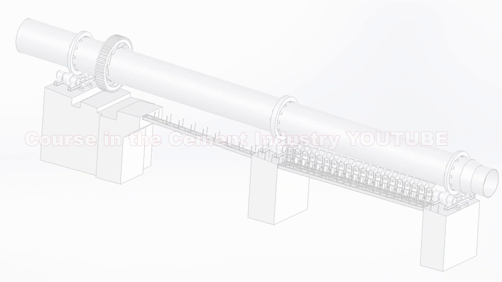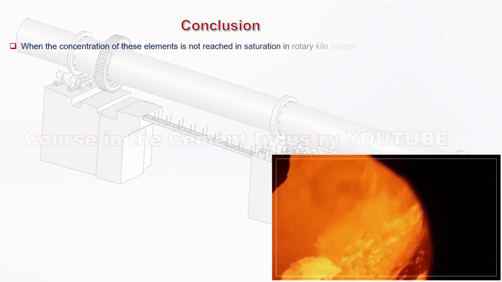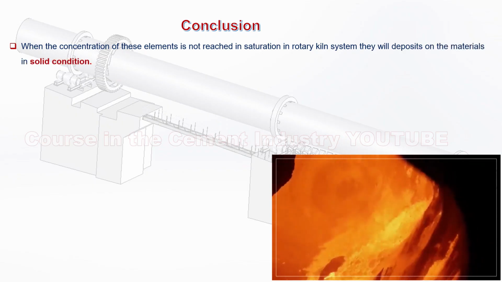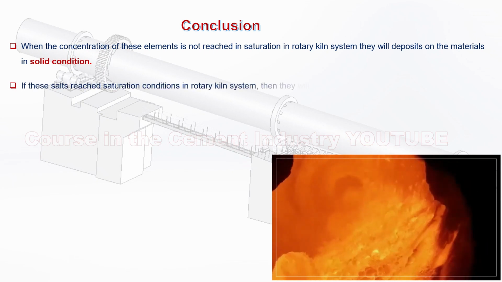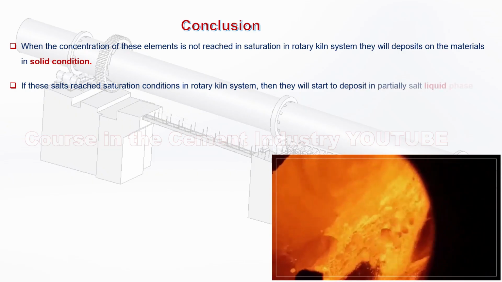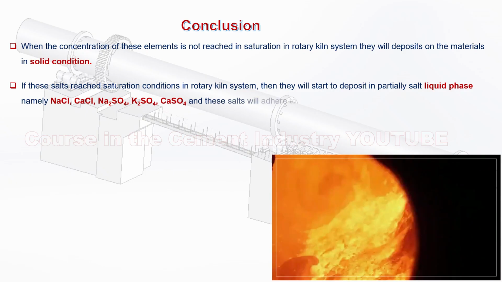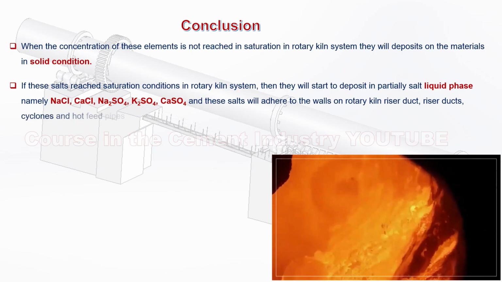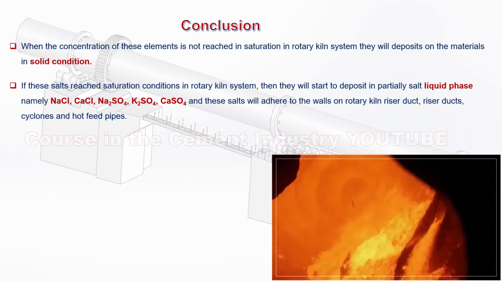We follow together. Conclusion. 6. When the concentration of these elements has not reached saturation in the rotary kiln system, they will deposit on the materials in solid condition. 7. If these salts reach saturation conditions in the rotary kiln system, then they will start to deposit in a partially liquid salt phase, namely NaCl, CaCl, Na₂SO₃, K₂SO₃, CaSO₃, and these salts will adhere to the walls of rotary kiln riser ducts, cyclones, and hot feed pipes.